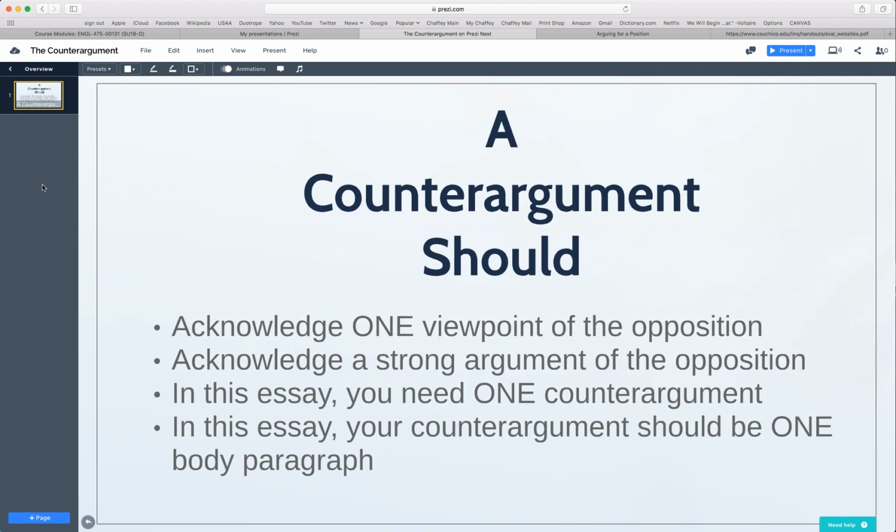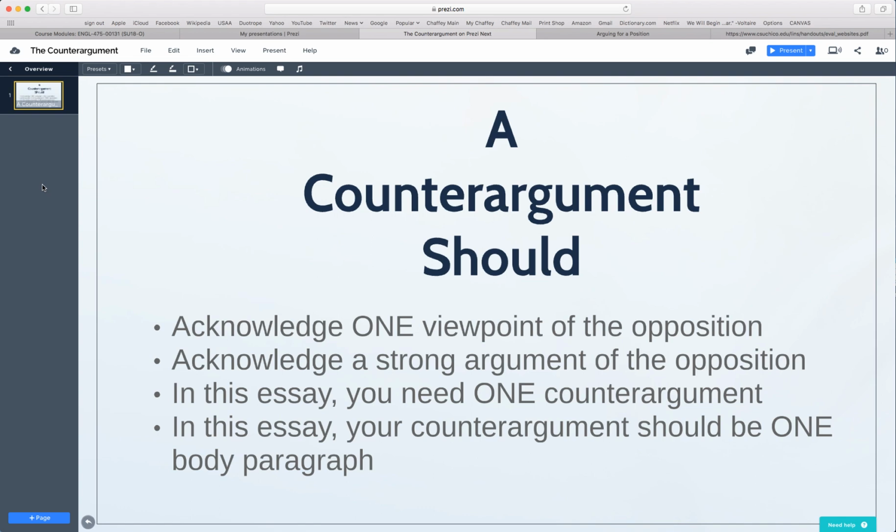So, counterargument should acknowledge one viewpoint of the opposition. It should acknowledge a strong argument of the opposition. So you don't want to choose the weakest argument that your opposing side has. That's actually a logical fallacy called a straw man. So you want to make sure that you pick a really good argument that the other side has, right? And say why they are wrong. That's ultimately what I want you to get out of this.